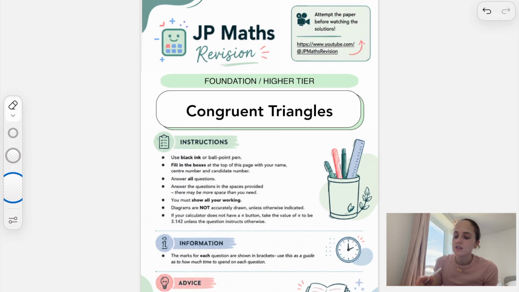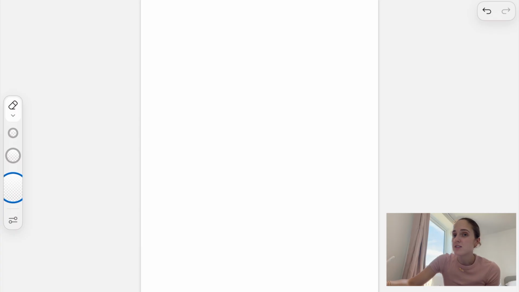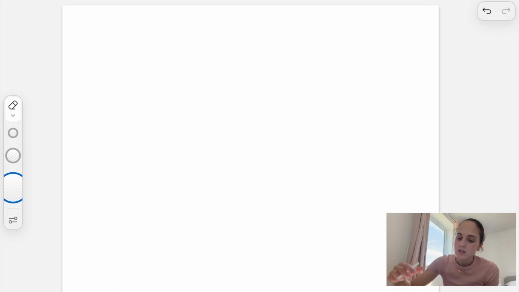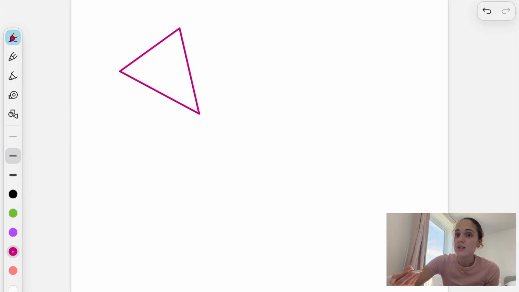Let's just get started. Before we start, we need to know what we mean by congruent triangles. Suppose we have a triangle. A triangle that's congruent is a triangle that is literally exactly the same. It might have just been rotated or flipped or moved around in some way.